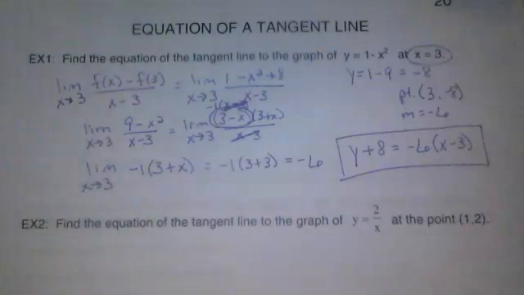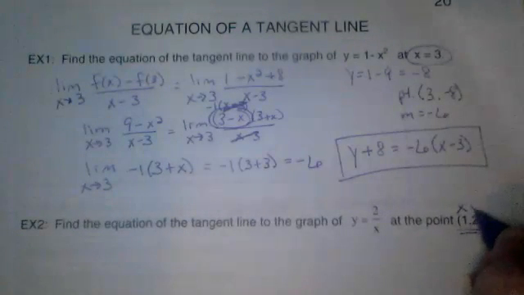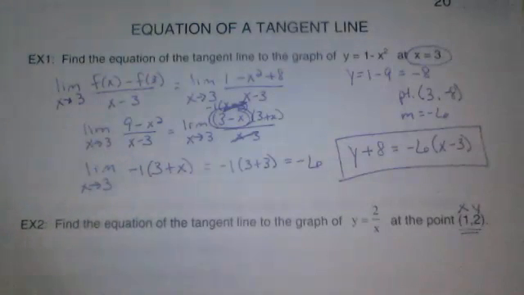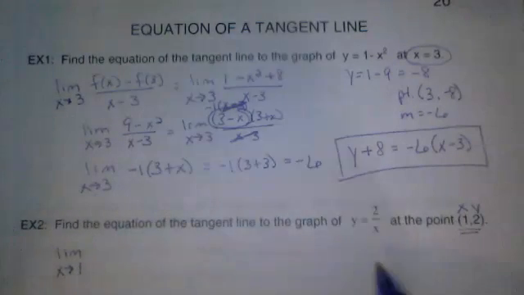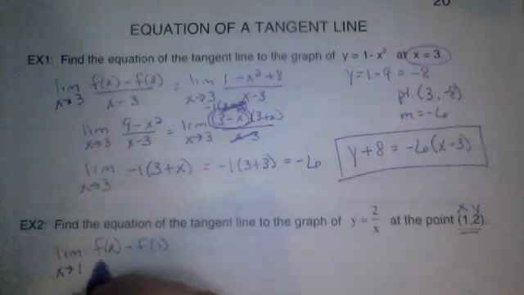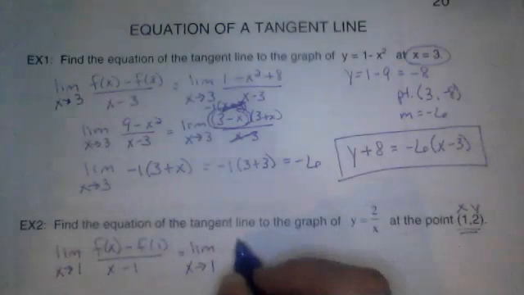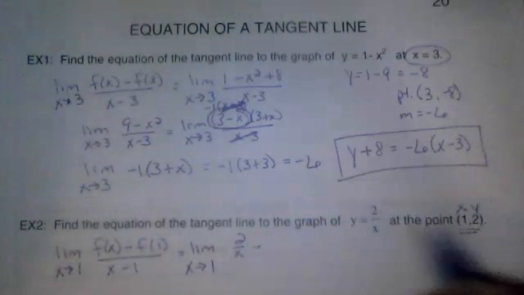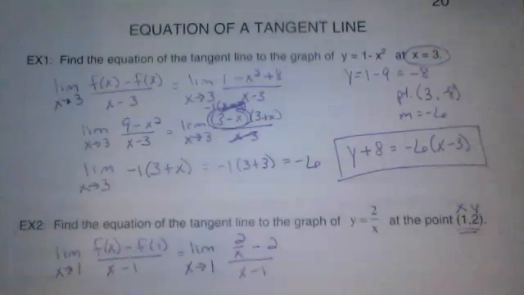On our second problem, they gave us the point 1, 2, so we already know our x and our y value. We just need to find our slope. So we're going to work on our derivative. So we're going to have the limit as x approaches 1 of our function minus our function at 1 over x minus 1. So we have the limit as x approaches 1 of 2 over x minus, and then f of 1 is 2 over x minus 1.